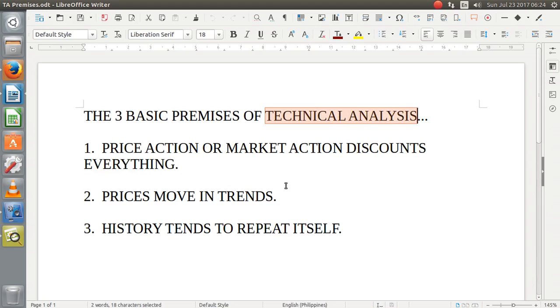Price action, number one. Number two, prices move in trends. And number three, history tends to repeat itself. Let me show you that in a short while.